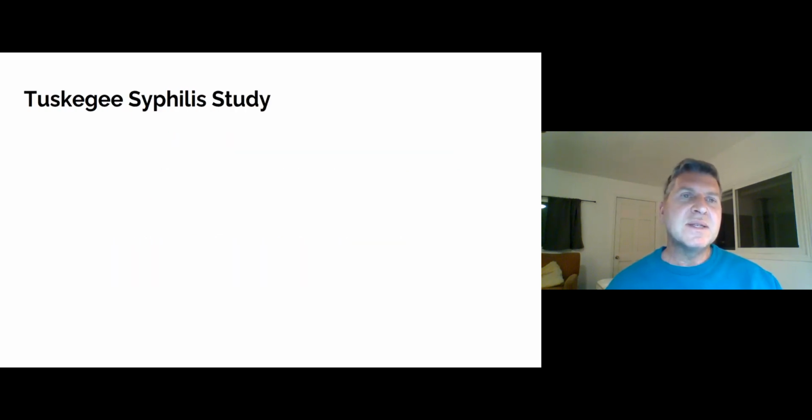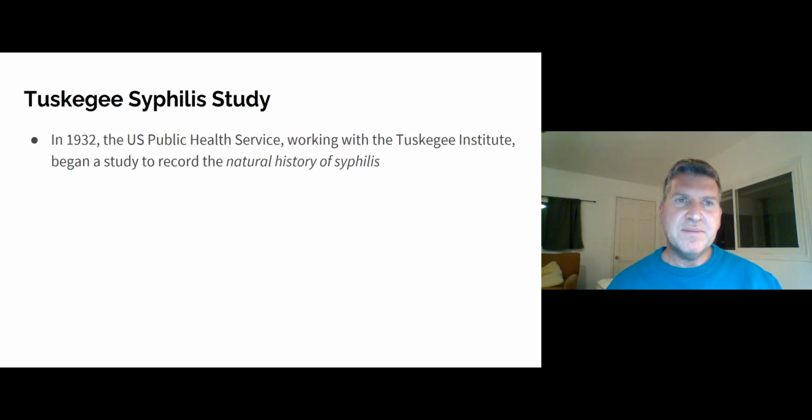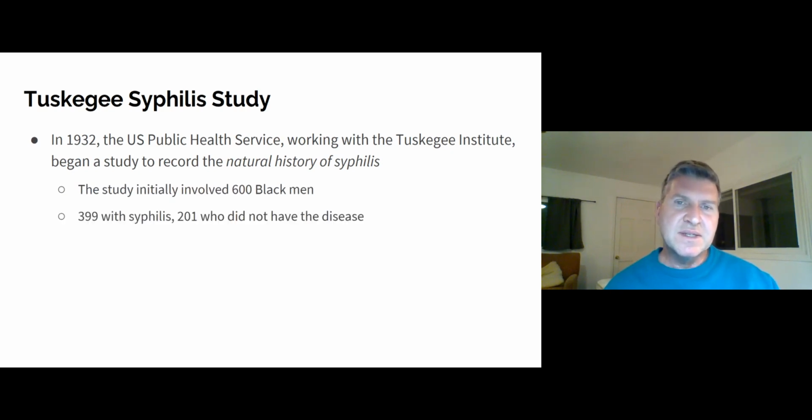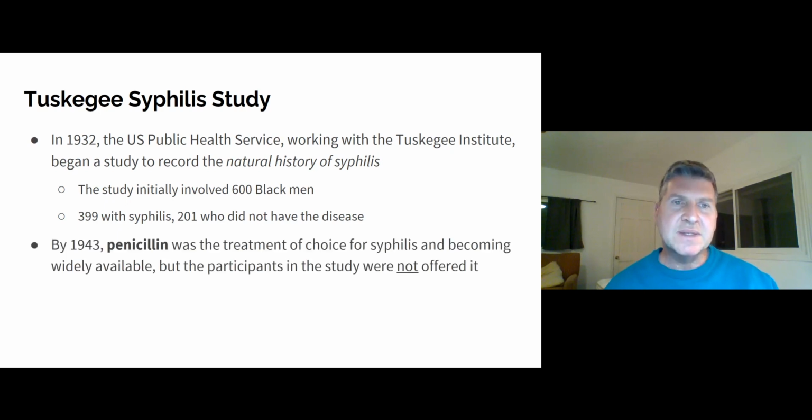Another one is the Tuskegee syphilis study. Now, in 1932, the U.S. Public Health Service, so the federal government, was working with Tuskegee Institute, which is down in Alabama, to record the natural history of syphilis. It involved 600 black men, 399 had syphilis, and 201 did not.